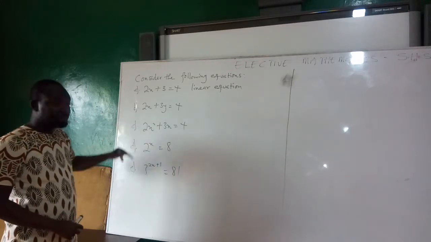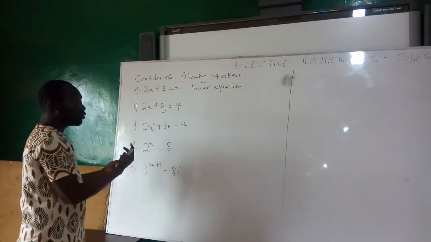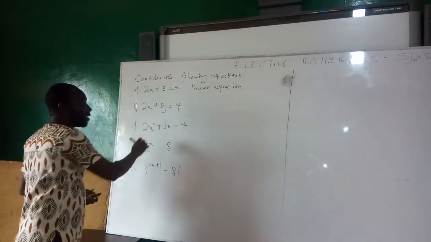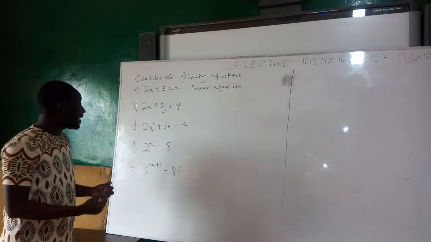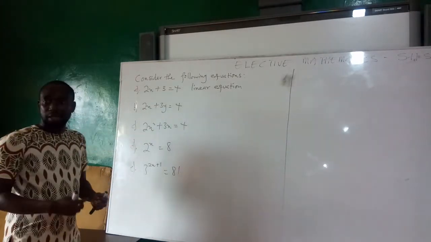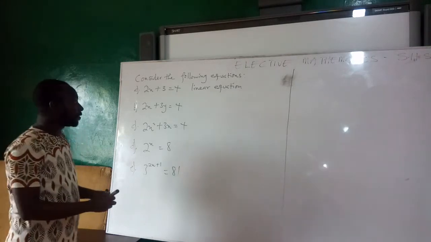Now let's look at the B. We also have two variables. We have x and y. But then the highest exponents on each of them is 1, 1. So there is also a linear equation.